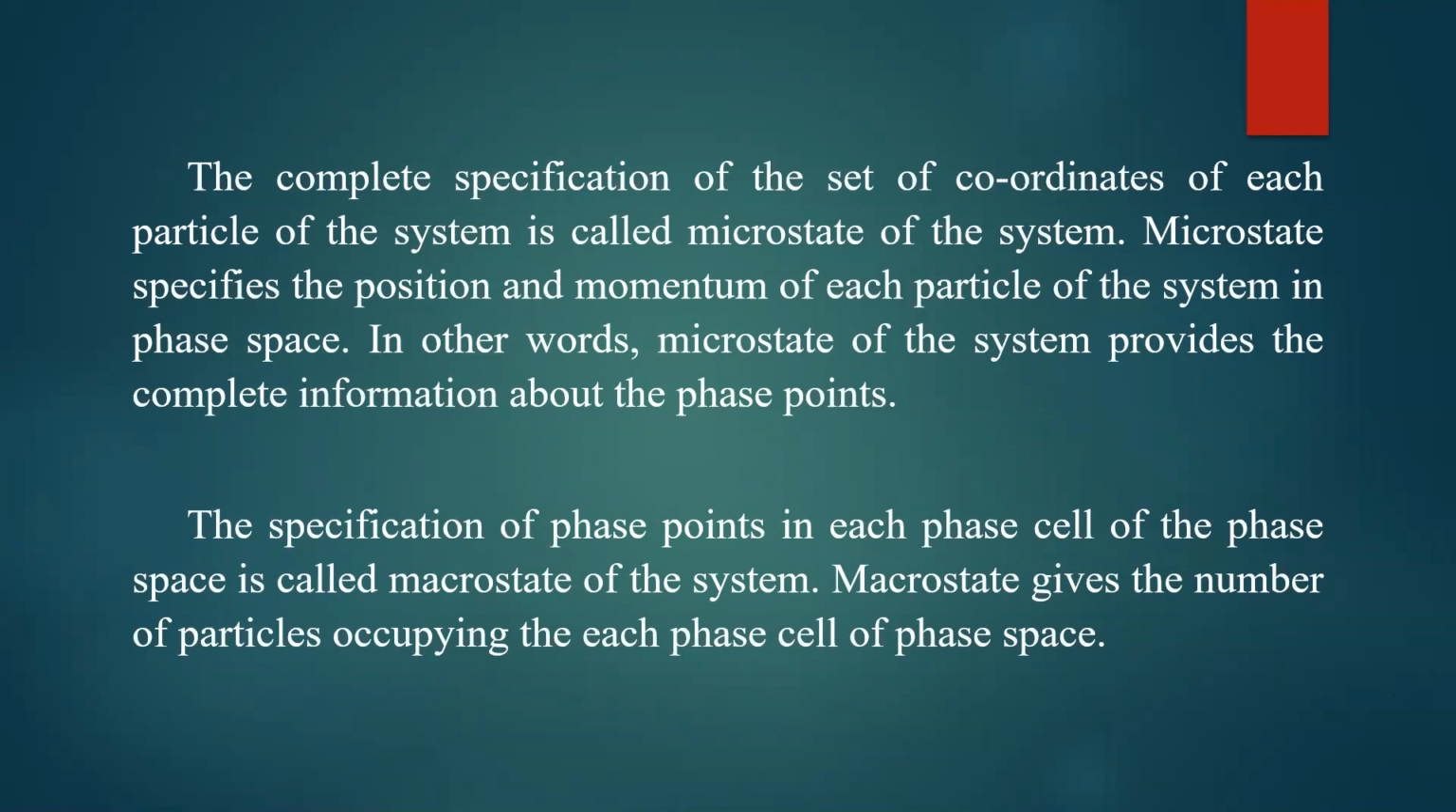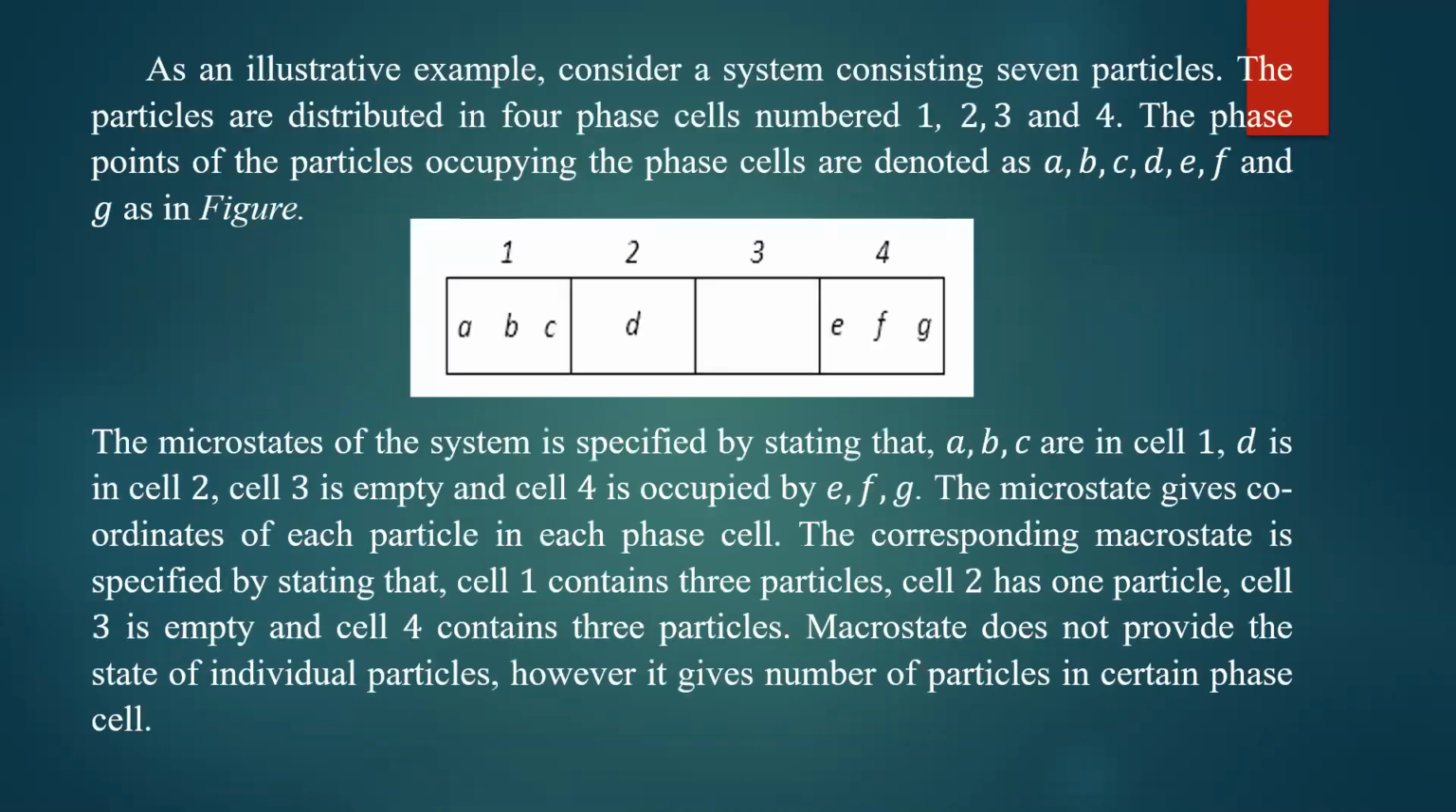Okay, so the microstate gives the complete specification of the set of coordinates of each and every particle of the system, whereas the macrostate gives only the specification of phase points. For the particles, it only says which box they are in, which phase cell they are in. That is called the macrostate. Okay, so this is an illustrative example.